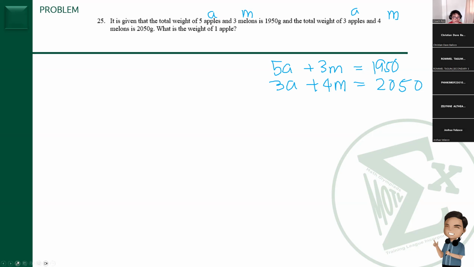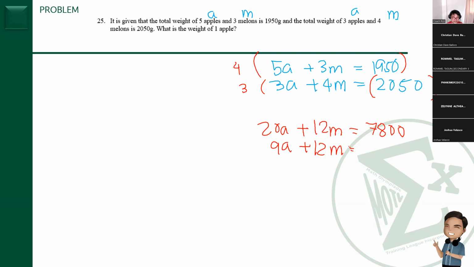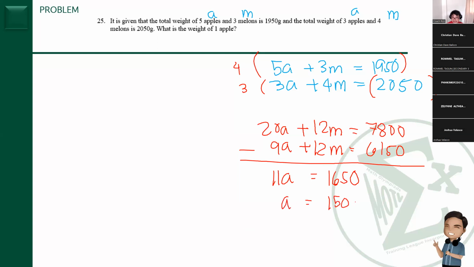So elimination method. You can do substitution if you want. Multiply by 4, multiply by 3. So this is going to be 20A plus 12M is equal to 1950 times 4, which is 7,800. And we're going to go with 9A plus 12M is 2050 times 3, 6,150. Subtract, because we're using the elimination method, 11A is equal to 1,650. If you divide 1,650 by 11, you get A is 150 grams.